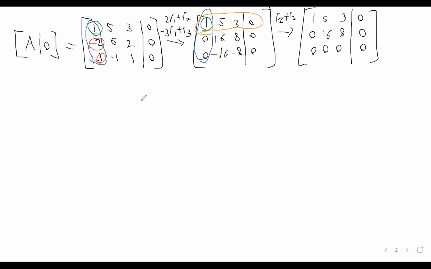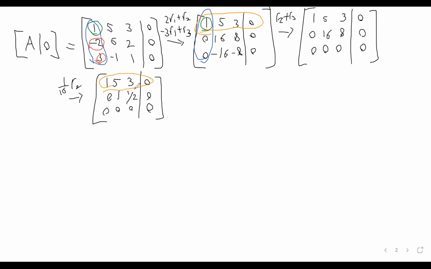Okay, so now the third row is gone. Now I'm going to multiply the second row by 1/16. So 1/16 times R2. You have 1, 5, 3, and this here is a 0. And so it's 0, 1, and then 1/2, because 8 over 16 is 1/2, and then 0, and these are zeros. We could think of the top row being covered up now, but when we look at the next row, we now have it in row echelon form.